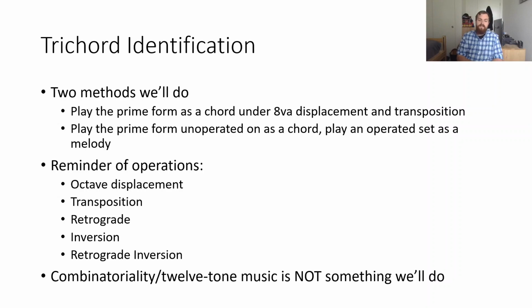Okay, a reminder of the operations that we have so far. We have octave displacement, which is simply if we do this and we make it this. That's all it is, just jumping octaves. Transposition, switching the position. Retrograde, just flipping something backwards, reversing the order. Inversion is taking the intervals and reversing the direction from the same starting pitch. Retrograde inversion is taking inversion and flipping it backwards, which in certain sets seems a lot like transposition, but the more complicated the set, the more that isn't the case.